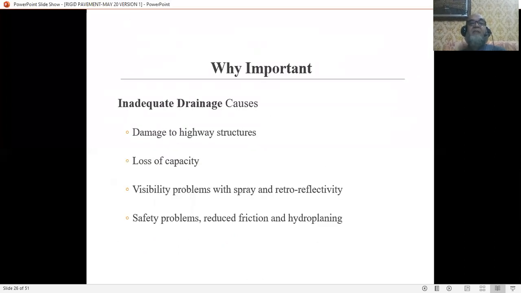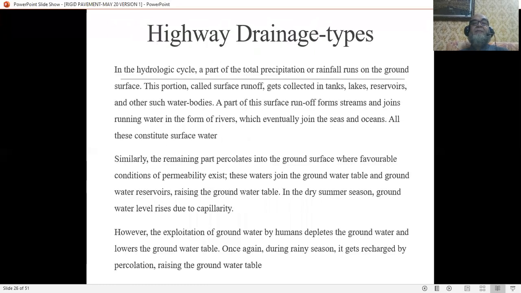Why is it important? Because water can damage the highway structure, and it can cause loss of capacity, visibility problems, safety problems, reduced friction, and hydroplaning. Hydroplaning means water standing on the road, and people may have difficulty driving through this condition. So we'll discuss what the highway drainage types are.